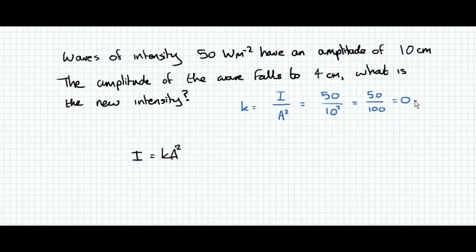So that gives me 50 over 100, or 0.5. As long as we're consistent with the units, it really doesn't matter what we use. The unit for intensity is watts per square meter, but the unit for amplitude is in centimeters here. So essentially our constant of proportionality K is given here in watts per square meter per square centimeter. So now let's use that to find what our new intensity is. Our new intensity is going to equal our constant of proportionality, which is 0.5, multiplied by the square of our amplitude, which is 4 squared. Now 4 squared is 16, and 0.5 times 16 is 8. So our new intensity is 8 watts per square metre.